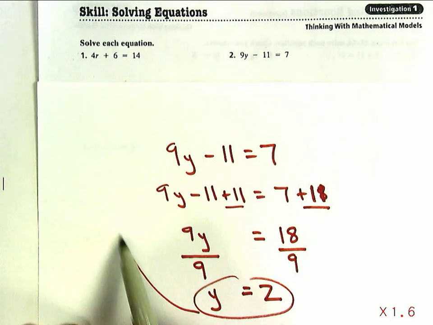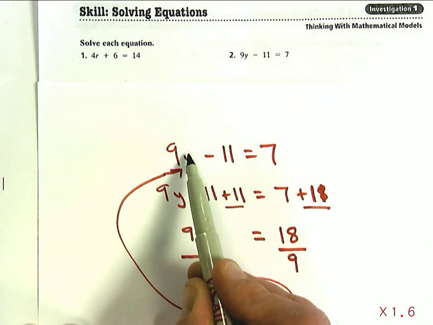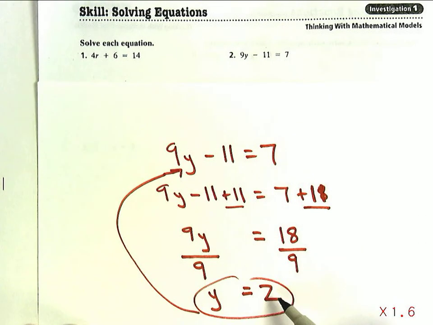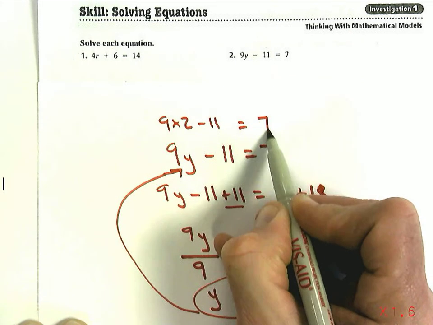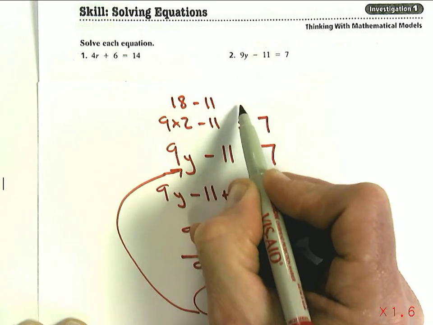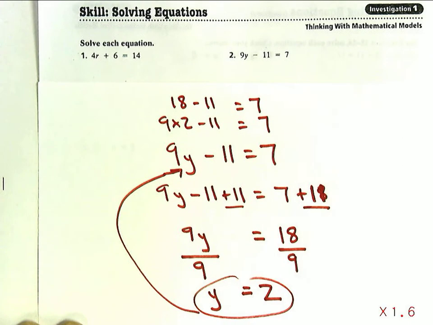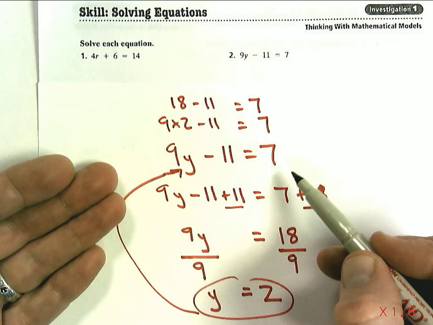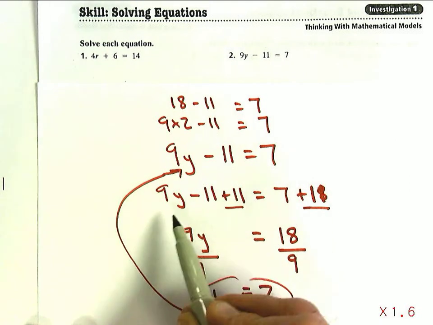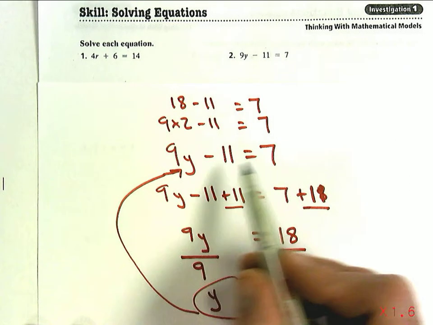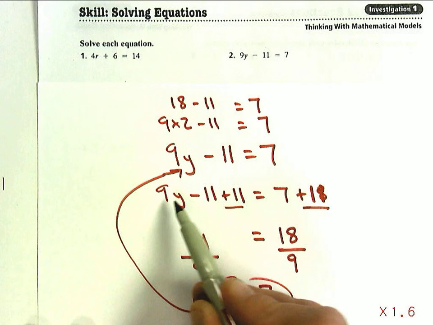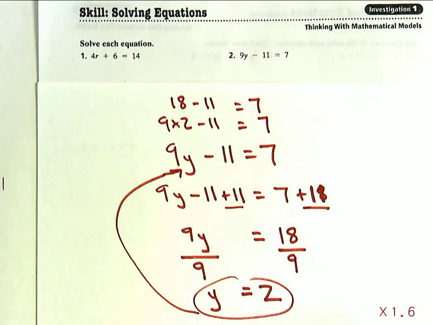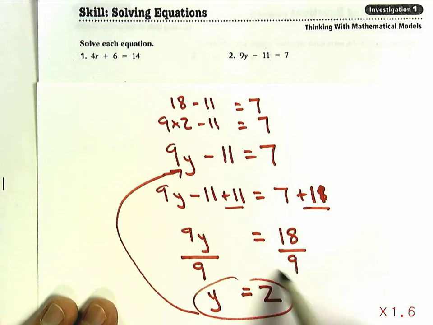Does that work? Remember, this is 9 times y. So 9 times 2 minus 11 equals 7. Or 18 minus 11 equals 7. So it's true, it works. So again, I could have guessed some numbers till it worked, or I can use what we call the algebraic method of undoing the problem, working backwards. This is minus 11, so I plus 11. This is times 9, so I divide by 9.